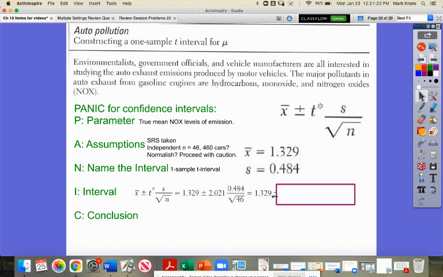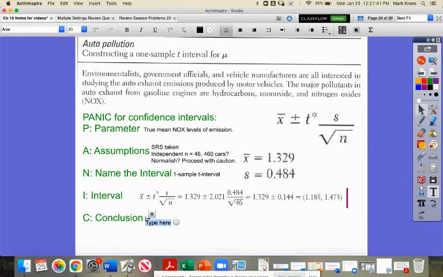And we get 1.329 plus or minus this margin of error, which gets me this interval from 1.185 to 1.473. All right. And then you want to write a conclusion that says we're 95% confident that the true mean NOx levels is between 1.185 and 1.473 parts per million.